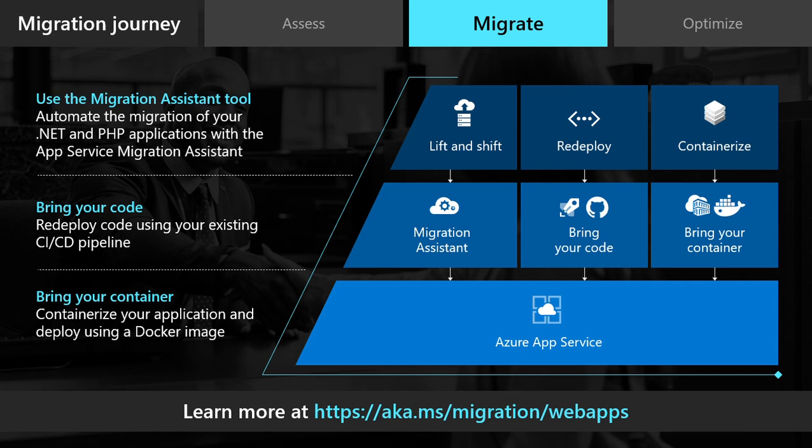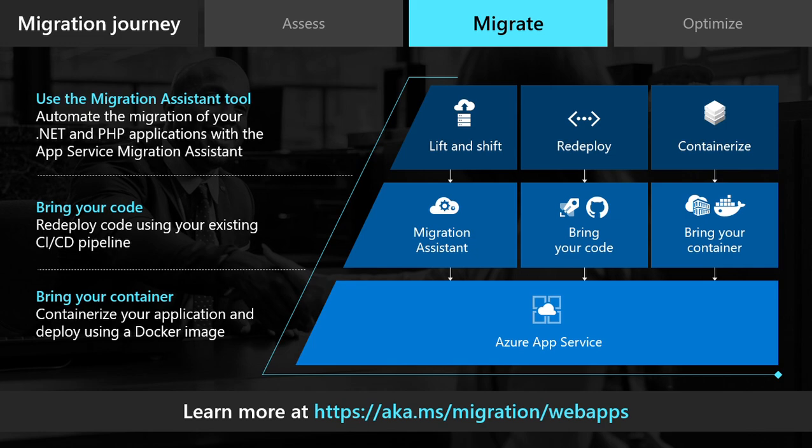You bring your containers, meaning you containerize your application and deploy it to the Azure App Service. So either you can bring your containers, or you can bring your code, or use the free-of-cost migration assistant tool, which helps you lift and shift your web application to the Azure App Service. So these are the three prime methods for you to migrate.